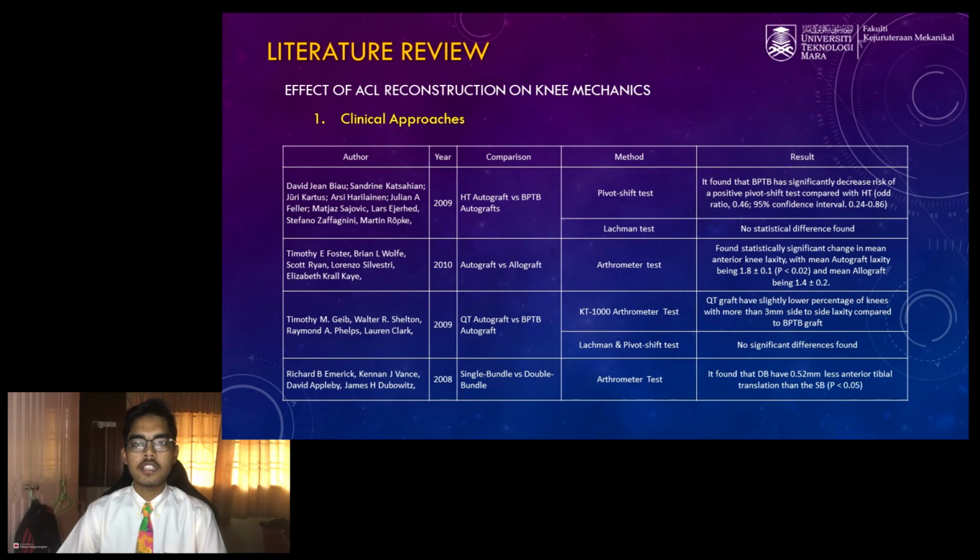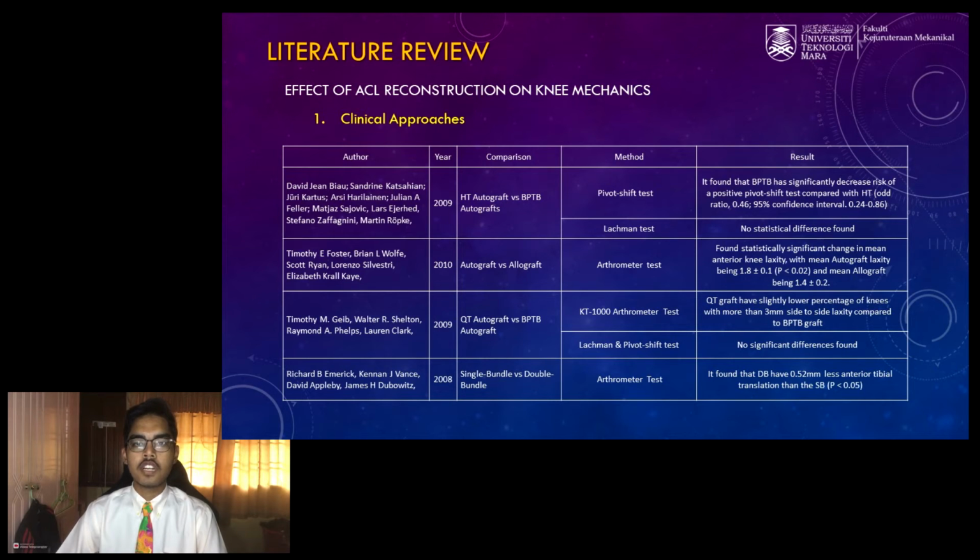Next, in the third study, they compare QT autograft and BPTB autograft. They ran three tests, which are KT1000 arthrometer test, Lachman and pivot shift test. The result for KT1000 arthrometer test found QT graft has a slightly lower percentage of knees with more than 3 mm side-to-side laxity compared to BPTB graft, while for Lachman and pivot shift test, there is no significant difference found.